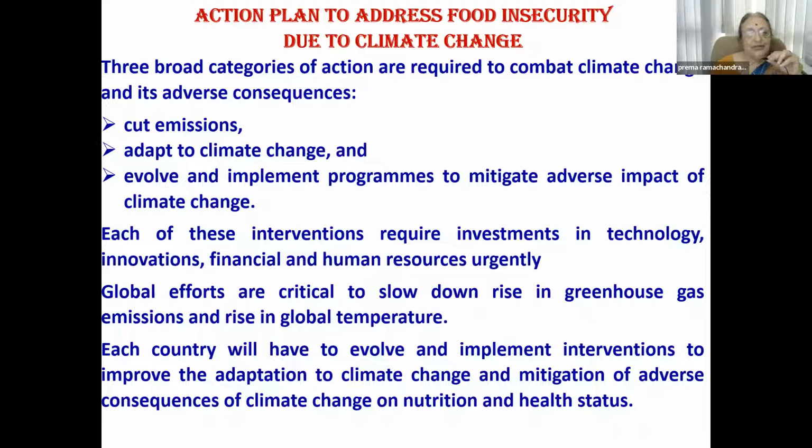So I would like to make this distinction. Global efforts are critical to slow down the rise in greenhouse gas emissions and rise in global temperature. In that, India's contribution will only be very, very small. So India will prepare itself to evolve and implement interventions to improve adaptations to climate change and mitigation of adverse consequences of climate change. Our focus in this presentation is on food security, nutrition, and health.